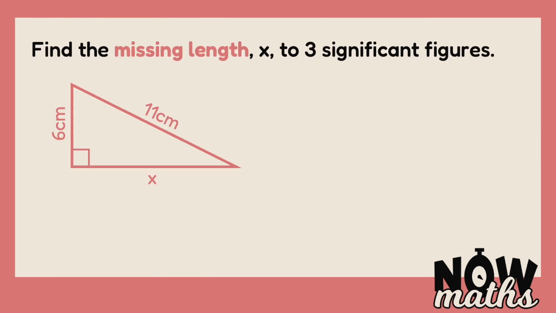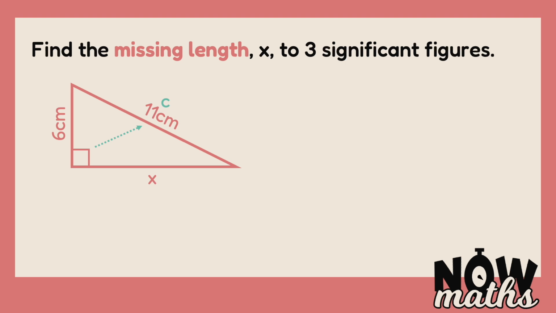Now let's take a look at a third example. So in this question we're given another right-angled triangle, and again we're asked to find the missing length x to 3 significant figures. The first thing we need to do is label our sides A, B and C. So C is the hypotenuse, which is opposite the right angle. So in this case C is going to be 11 centimetres.